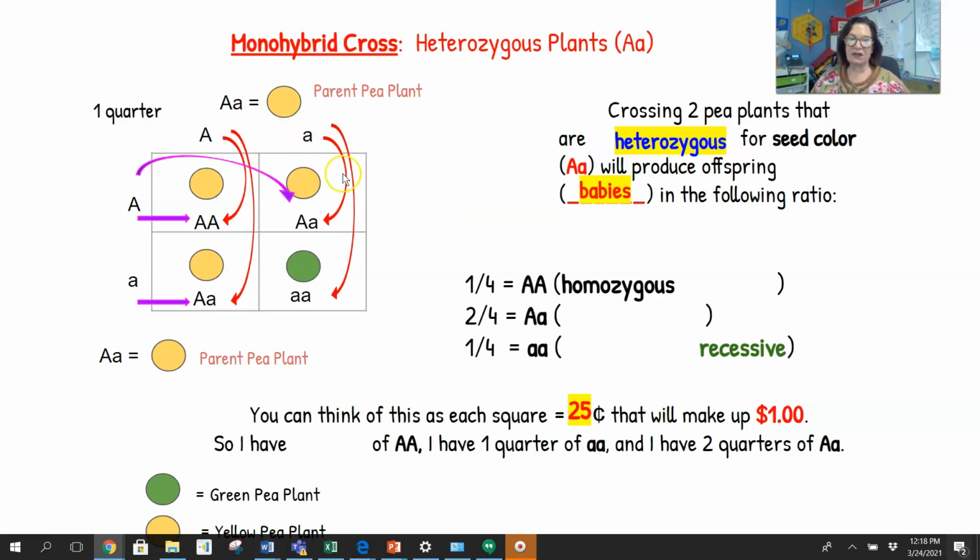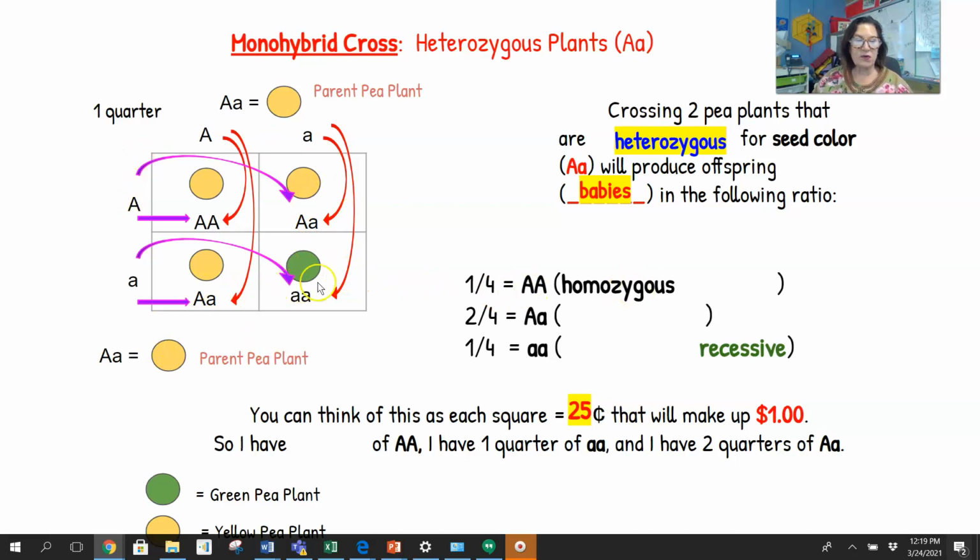And then we have this one down here. I bring my little a down here, and I'm going to intersect with this other little a here. And this is going to give me two little a's, right? So that's homozygous recessive. So only when it's homozygous recessive is that color going to show up. So this would be green, because the hidden trait in here is green too.